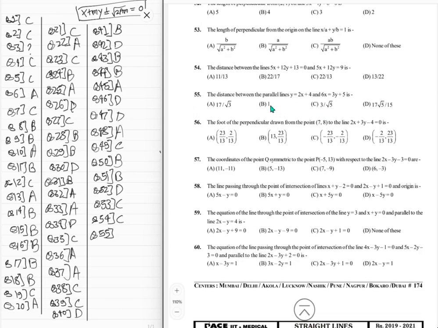55. The distance between the parallel lines y equal to 2x plus 4 and, yeah, these are parallel, they are saying. Of course. Okay, now we have to write some stuff. So this is y equal to 2x plus 4, or maybe write it like this: 2x minus y equal to 4, and the other one is 6x minus 3y equal to 5. Instead of writing it like that, I will write it like 6x minus 3y equal to 12. And now we can do the same thing as we did before. So 12 minus 5 is 7.